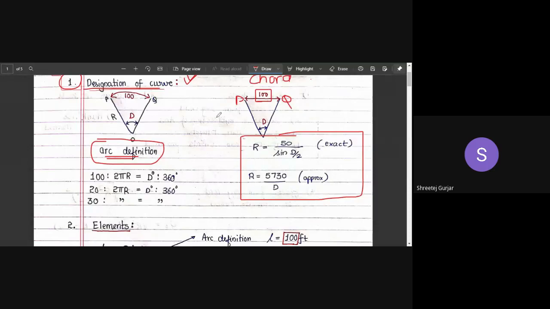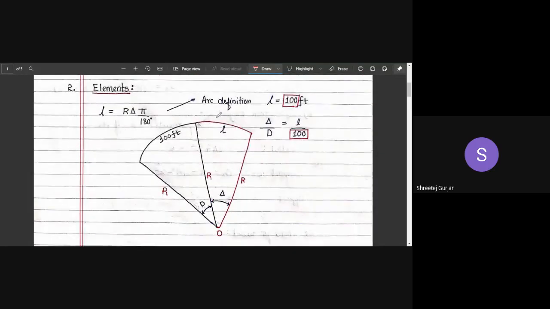So this is the first thing that we learned under simple curve. Then we learned various elements of a simple curve. The length of a simple curve is what? L equals R into delta, multiplied by pi by 180. So using the arc definition, we have derived this particular formula, right?